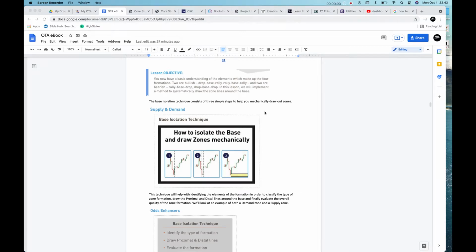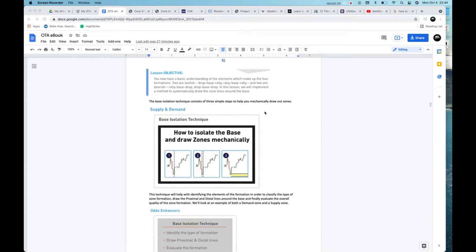All right, so you now have a basic understanding of the elements which make up the four formations. Two of the formations are bullish, that's a drop-based rally and a rally-based rally. And then two of the formations are bearish, which is a rally-based drop and a drop-based drop.